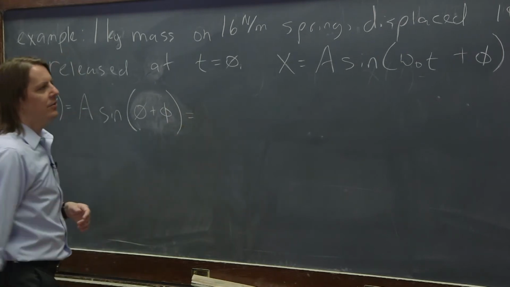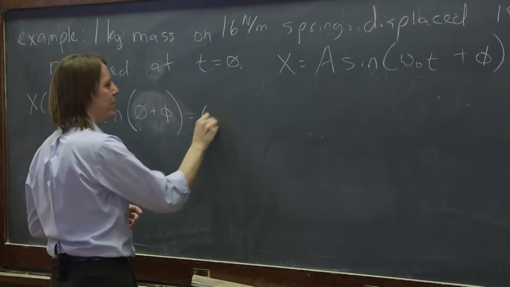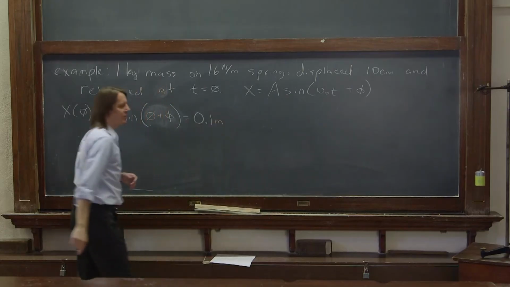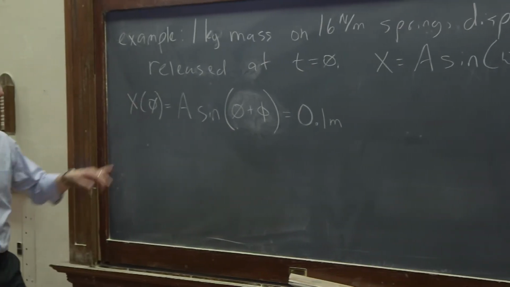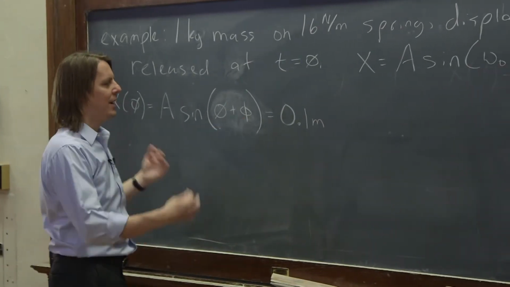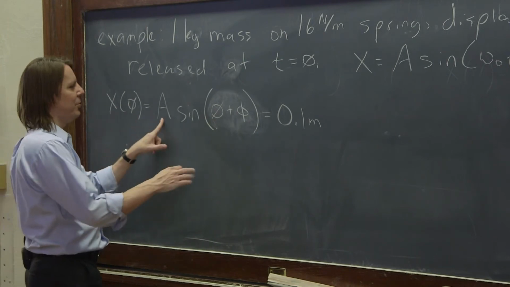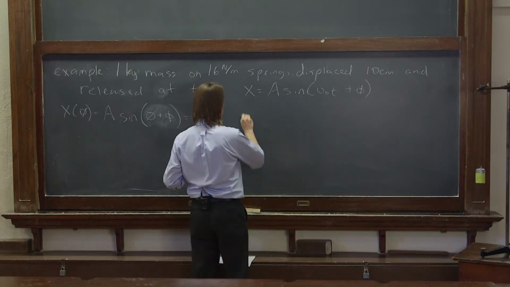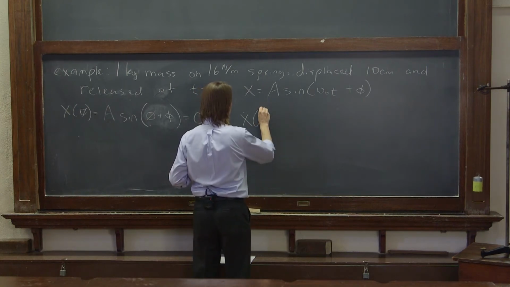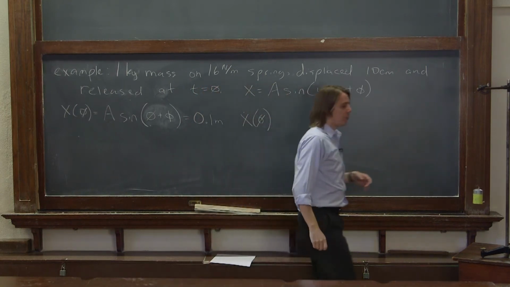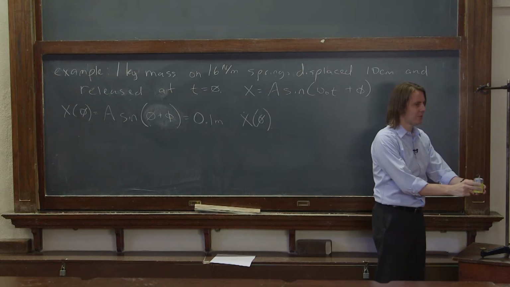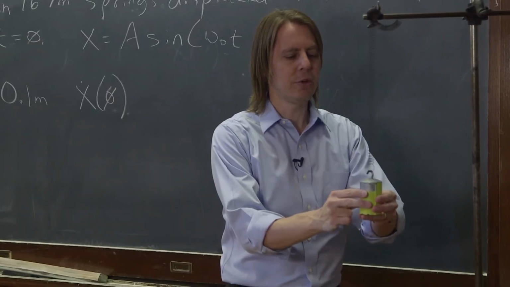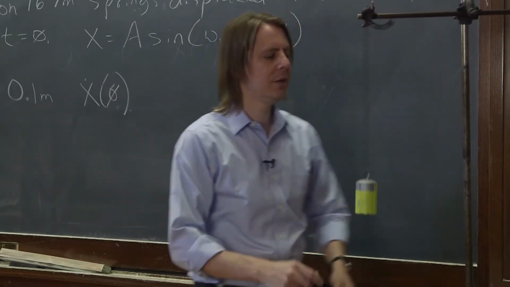So that is equal to 0.1 meters. I'd recommend staying in MKS units. Okay? So A sine phi is 0.1 meters. That doesn't really help us solve anything because it has both A and phi in it. So we also need to use the velocity. Right? So in addition to knowing the position at time equals 0, we know that it was released from rest, so we know the velocity at time equals 0.